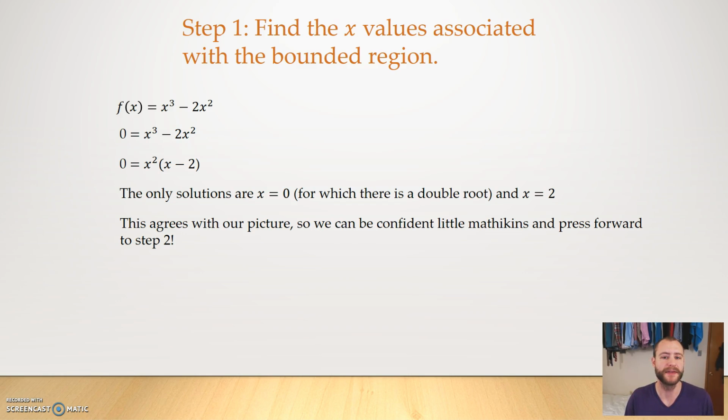Find the x values associated with the bounded region. Well, let's look at our function to start. We get x cubed minus 2x squared. Okay, we want to know, when does that equal 0, because we're finding when it intersects the x-axis in this particular question.